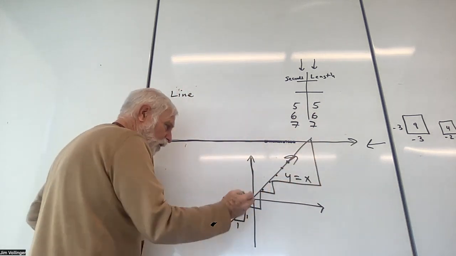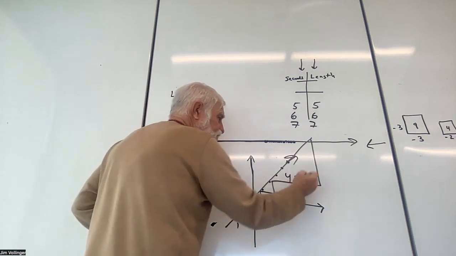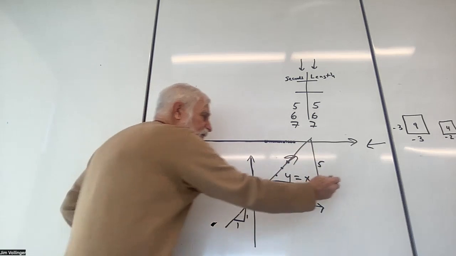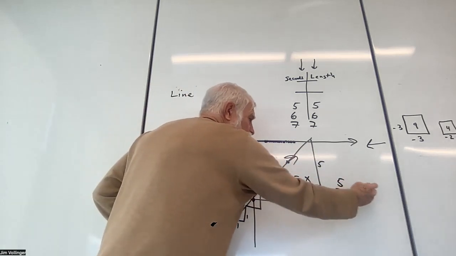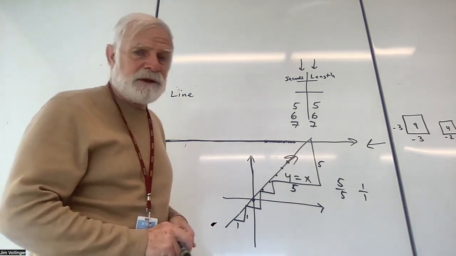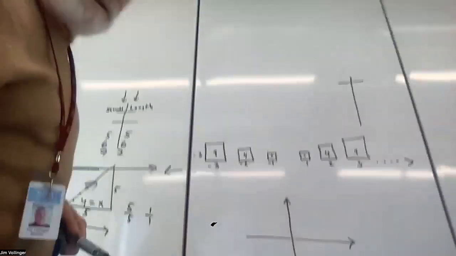So this might be 1-to-1. This might be 5 units of change, 5 units of change, but it's still 5 over 5. It's the same as 1/1. So that's a constant rate of change. Not all functions have constant rate of change. Here's a function that doesn't change constantly.